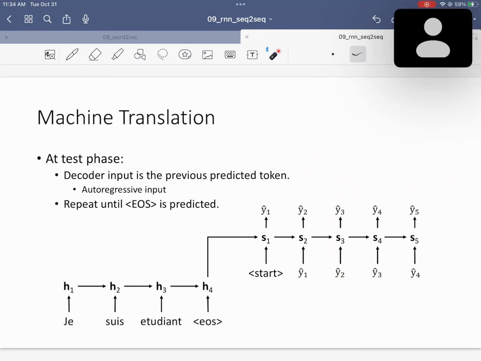Question: H1, H2, H3 don't have output? Yes, you don't connect anything out from H1, H2, H3. They're just there. And H4 doesn't have an output either. Actually, H4 itself becomes S0. So you don't connect anything here, like you don't do softmax or sigmoid. You don't do any of that. They're just left there to act as a memory content that remembers the given French words.